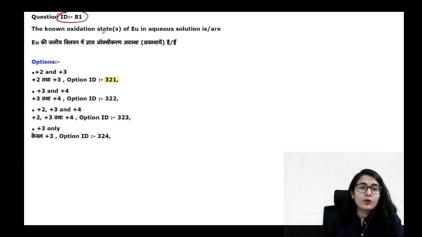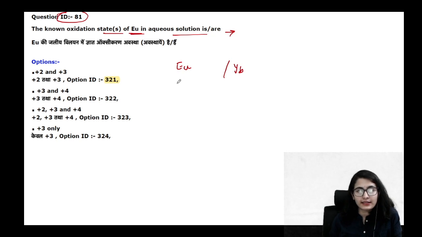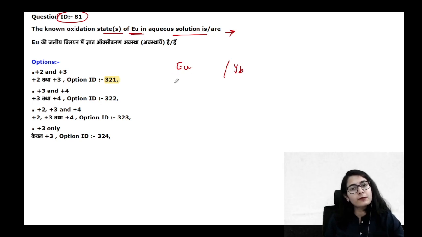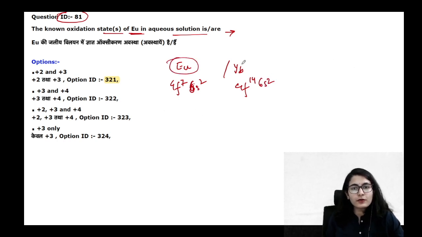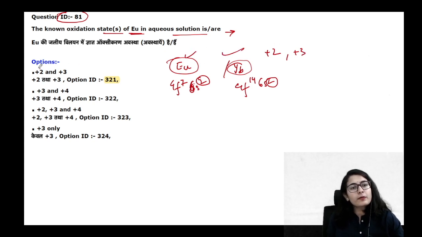Question ID 81. The known oxidation states of europium in the aqueous solution are. Now, europium and ytterbium are two of the elements of the series that have the half-filled and the full-filled configuration, 4f7 6s2 and 4f14 6s2. So you must know, only these two specifically are going to show you the +2 oxidation state, and +3 is the common oxidation state of the whole group, but here these two are also going to show +2. So +2 and +3 is the correct answer for europium.